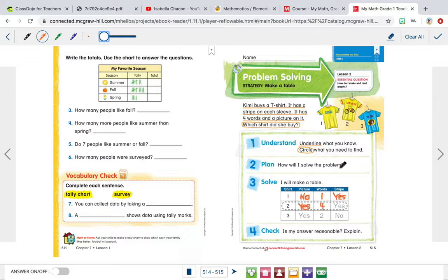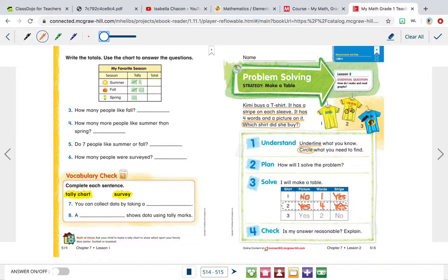Does shirt 2 have stripes on it? Yes, it does. It has stripes on the sleeves, so we can say yes. Now, this looks like shirt 2 is going to be Kimmy's shirt because it has a stripe on each sleeve, has 4 words on it, and it has a picture on it. But let's check shirt 3 just to make sure. We always have to double check, okay?